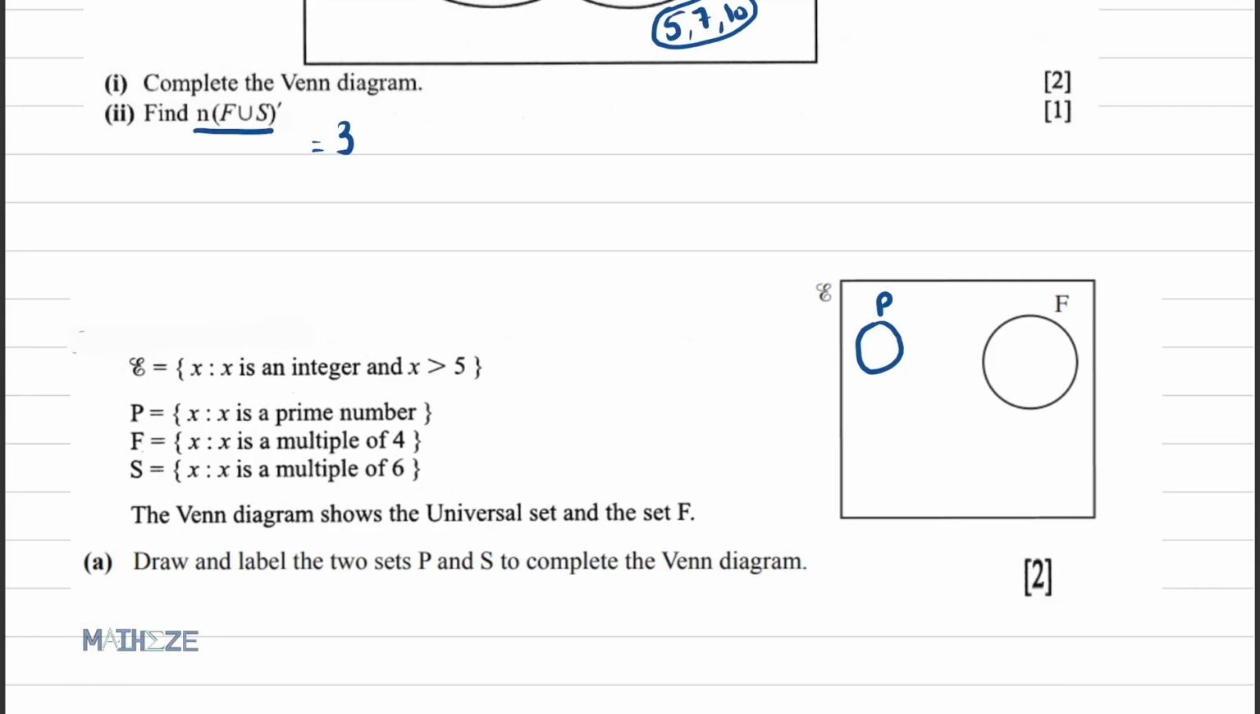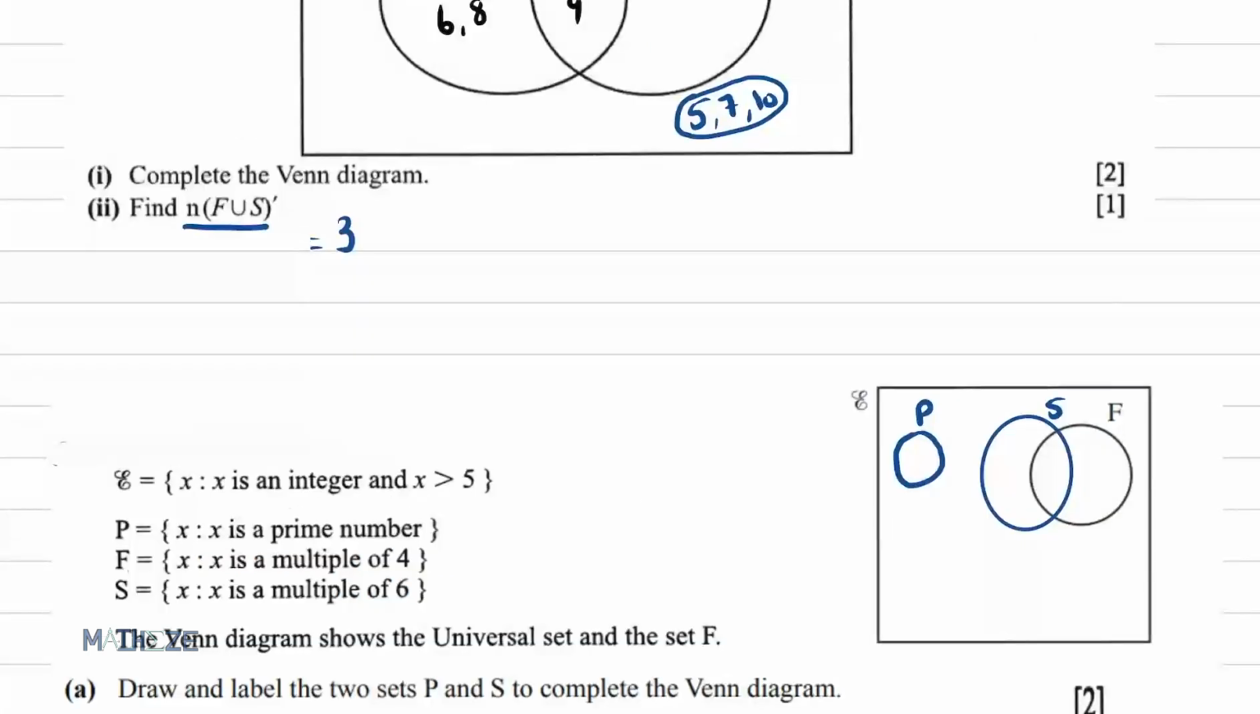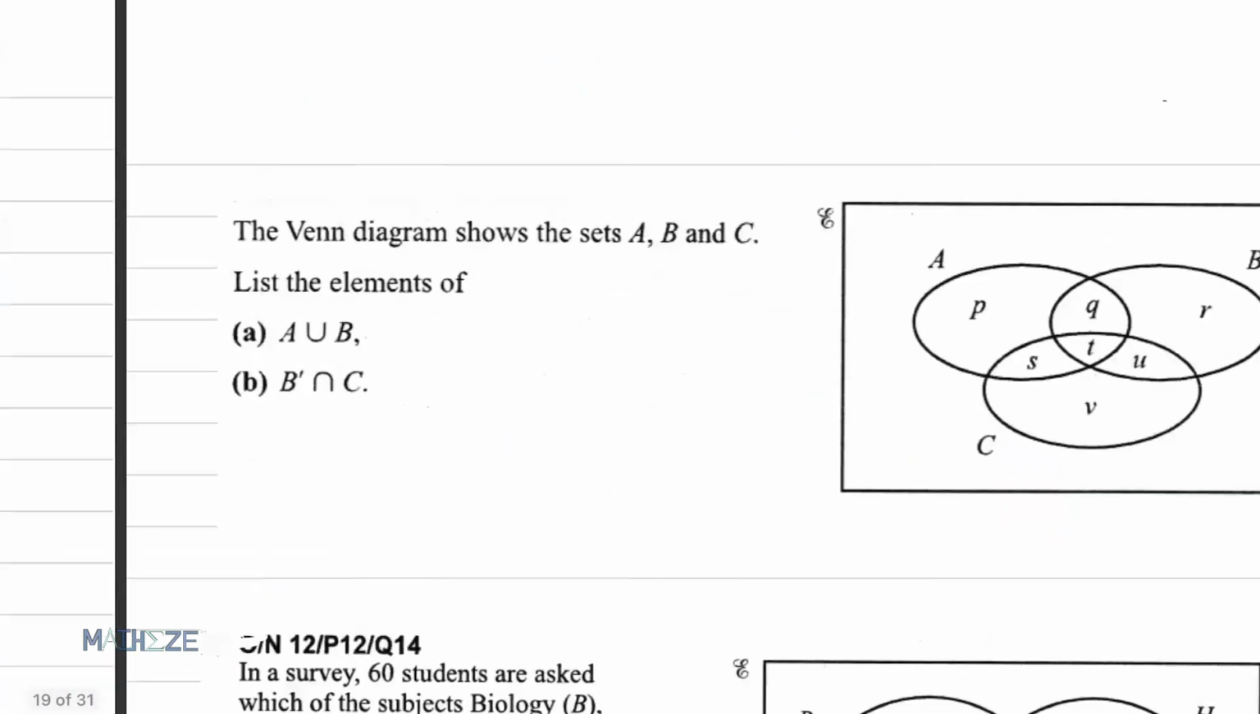Like 24 comes in both the tables, 36 comes in both the tables, and 28 does not come in both tables. So that means there is a chance of intersection between F and S. Do you get this, guys? Let's proceed to the next question.